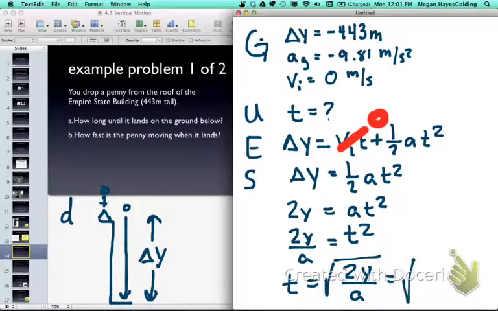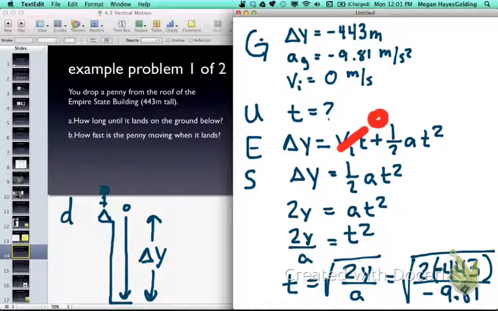Substituting in values, 2 times the height, 443. Oh, but wait, that's a negative distance. And the acceleration. I'll leave it to you to crunch that out on a calculator. I think the answer is somewhere on the order of 9.5 seconds. All right, so part A, how long until the penny lands on the ground? It's more than 9 seconds.